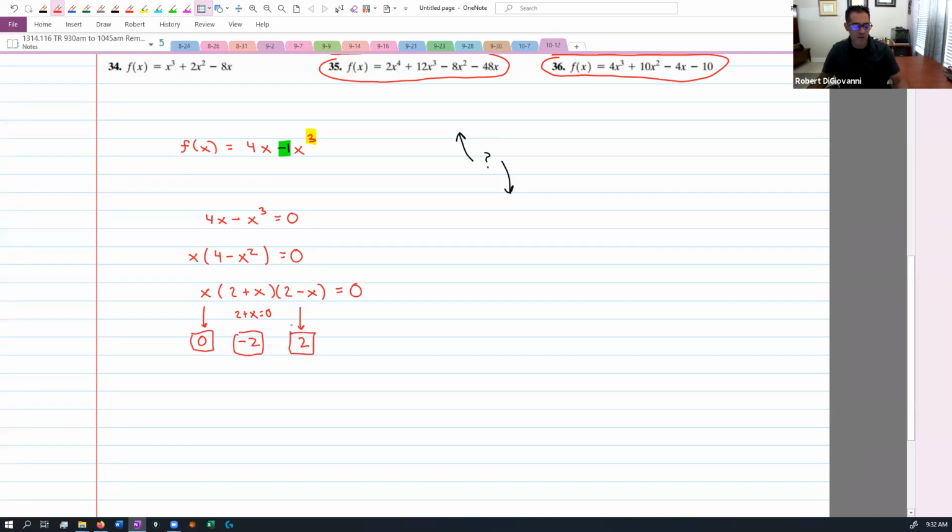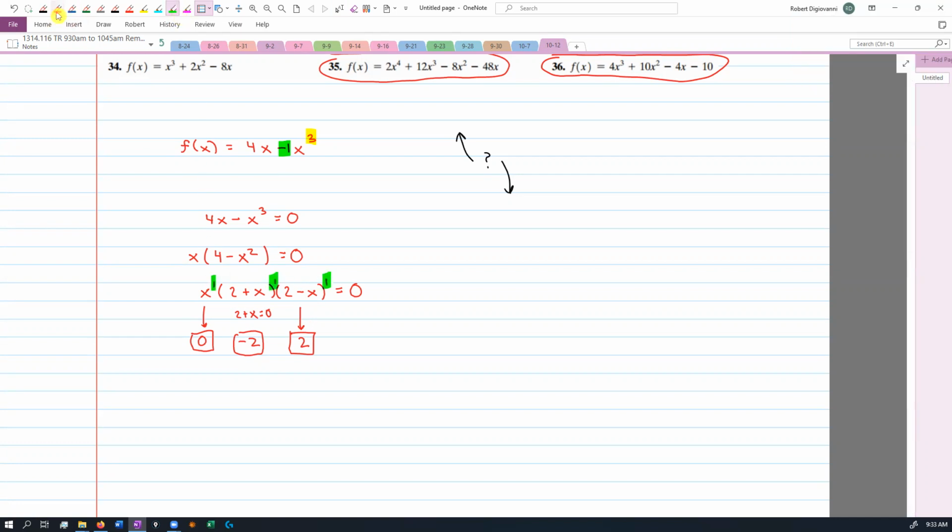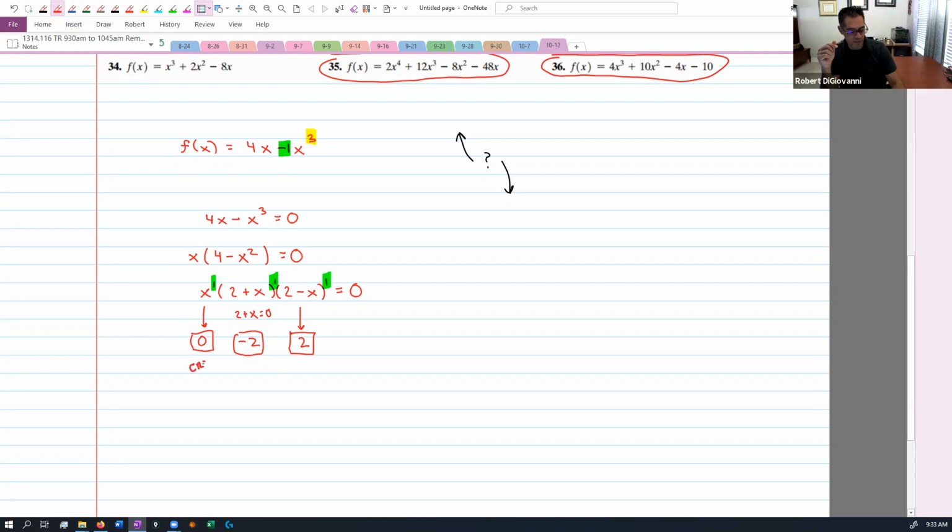And then you have to determine the multiplicity, which is whether or not you bounce or cross. That's when you look at the powers on these factors. All of them happen to have a power of 1. For multiplicity, we're looking at the power and whether it's even or odd. In this case, all of them are odd, right? Yes. So that means we will cross at each of these.